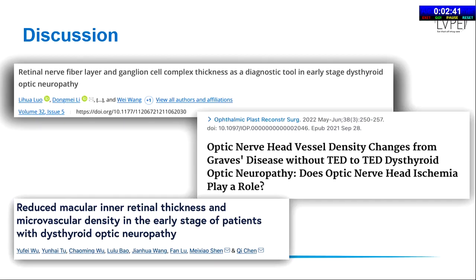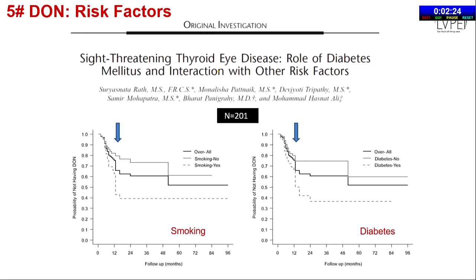Now, the key point I want to bring in is there's a lot of literature already about the importance of the ganglion cell layer and the RNFL layer thickness. How exactly does it help? Would we have done anything differently? I don't think so. But the point to note is that this is a particular parameter that is very much in vogue and is being done in thyroid eye disease patients.